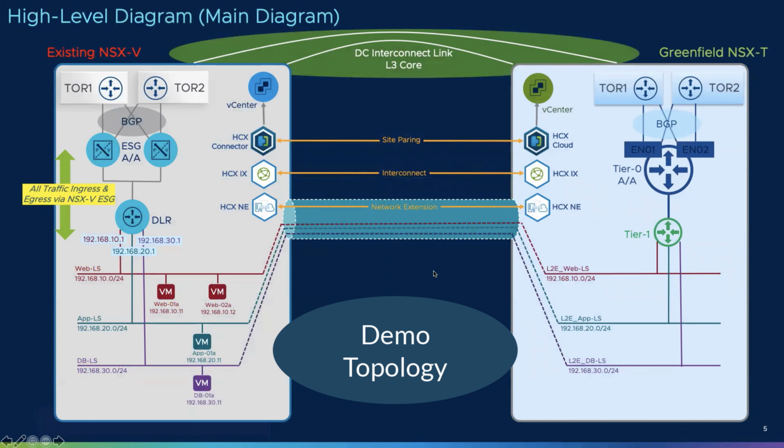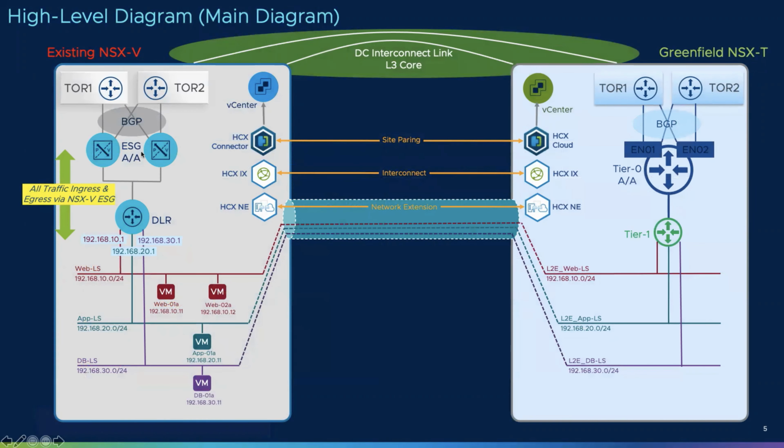As you can see in my diagram here, currently we have an existing NSX V environment where we have 2 ESGs in active deployment. We have DLR and we have some VMs on a web logical switch, app logical switch, and database logical switch. These are the IP addresses and these are the VMs connected here. During my lab, I'm going to deploy my greenfield NSX with very basic configuration. I will also be using HCX, so I will be deploying HCX between the NSX T and NSX V side, and I will be doing site pairing, interconnect, and network extension.